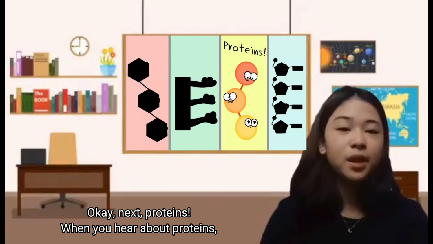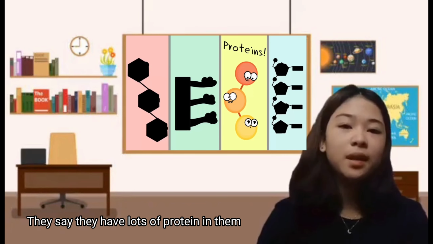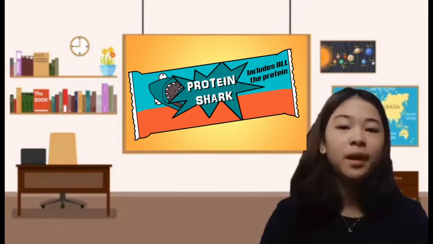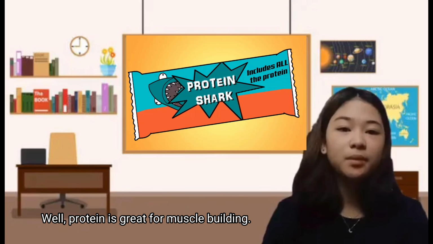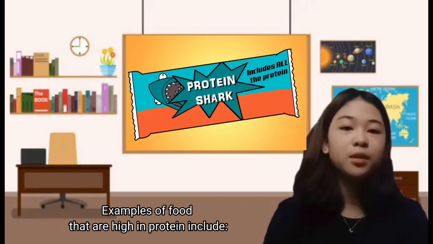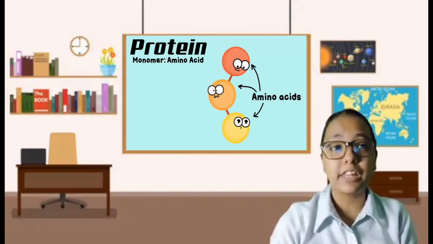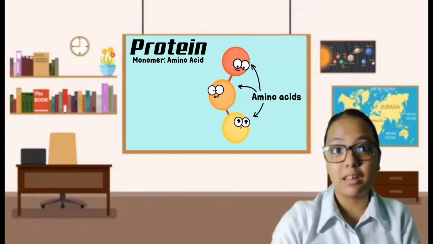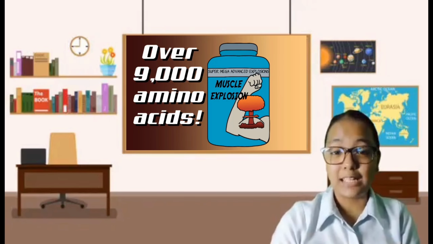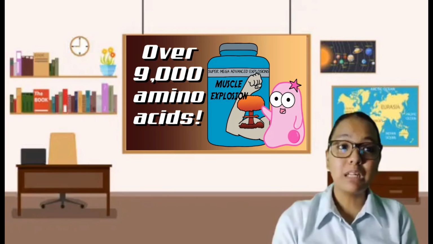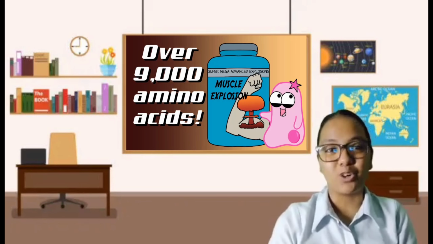Okay, next, proteins. When you hear about proteins, a lot of times you might think of power bars. They say they have a lot of protein in them and that they help with muscle building. Well, protein is great for muscle building. Examples of foods that are high in proteins include meats and many types of beans. The monomers of protein are amino acids. So sometimes you see these labels that say, this has 20 amino acids in this food. Really, they are just trying to say that it has protein. And proteins are made up of amino acids. So that's just some funny advertising for you.